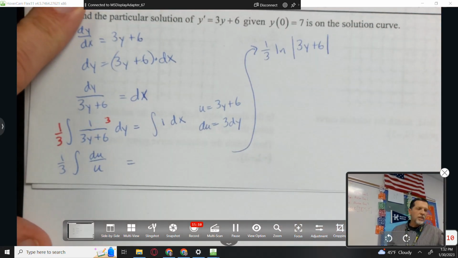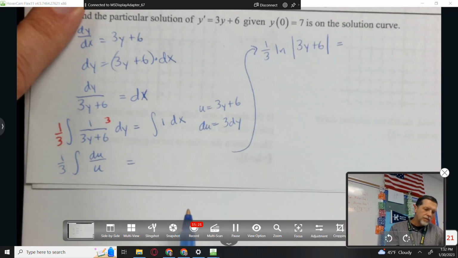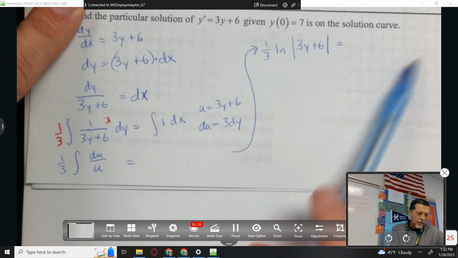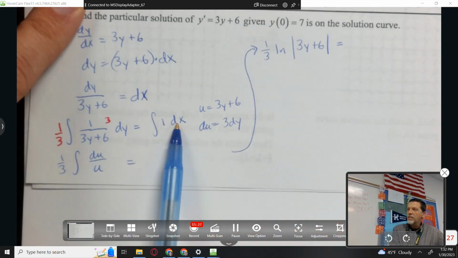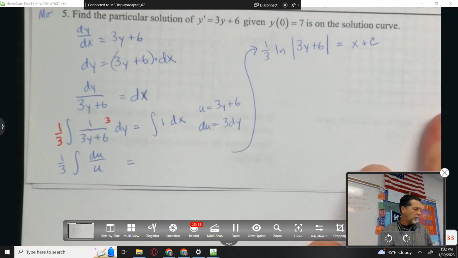It is supposed to be the absolute value, that almost never matters. It usually takes care of itself. But technically, it's supposed to be absolute value of u equals, again, there's sort of a plus c there, but we'll let the other side catch the plus c. What's the antiderivative of 1? X plus c.